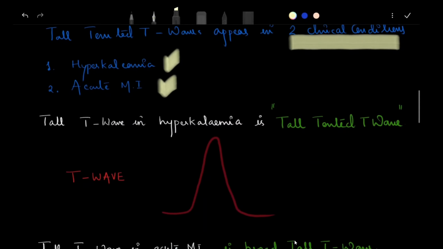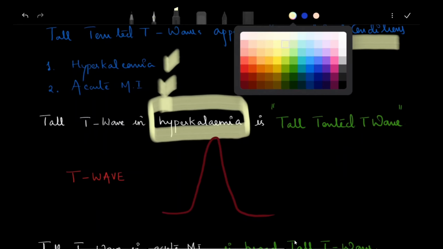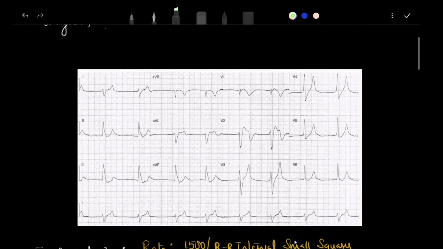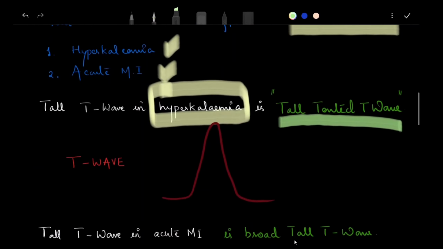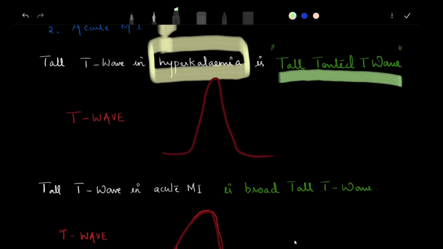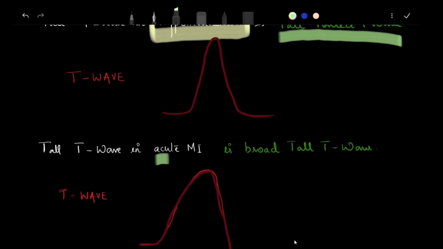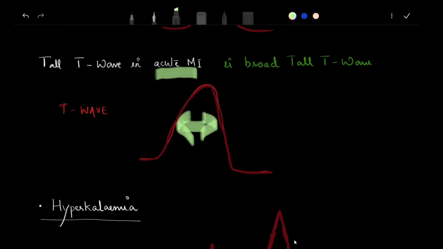These are the two clinical conditions where we see tall tented T waves. How do the T waves appear in hyperkalemia? The T waves appear as tall tented T waves, like we see in this ECG. In acute MI, it is not a peaked or tented T wave, it is almost a broad T wave. We see a broad T wave in acute MI.